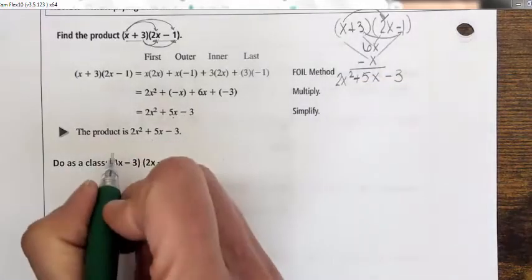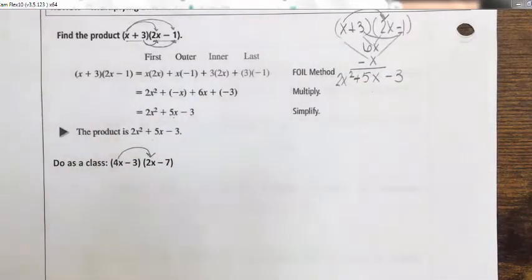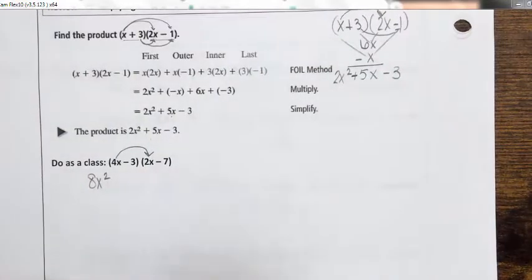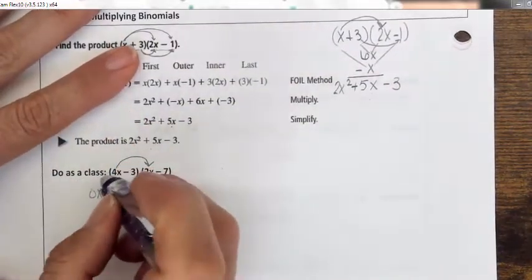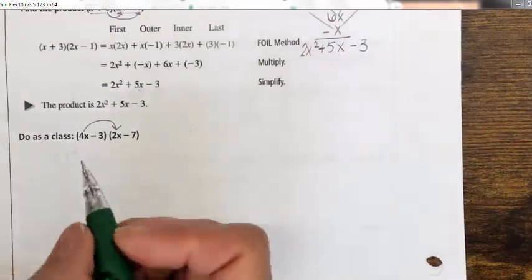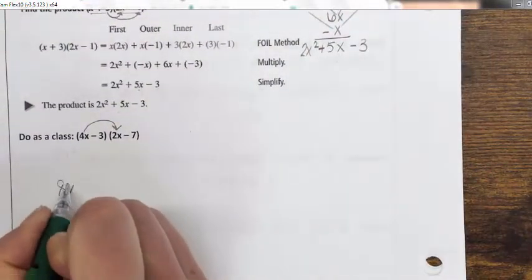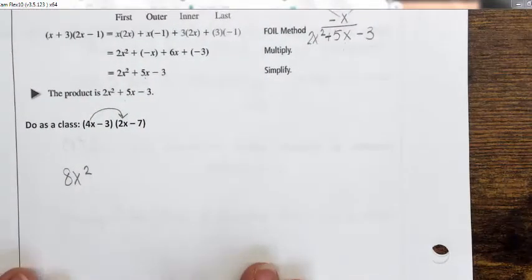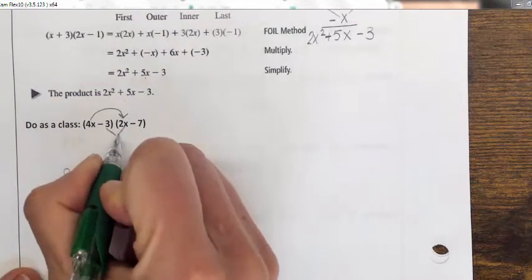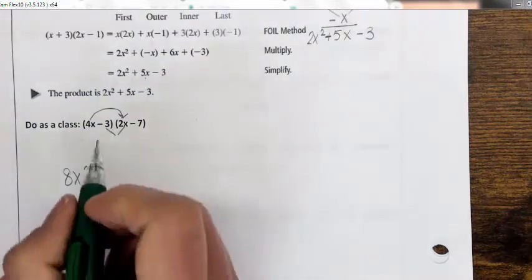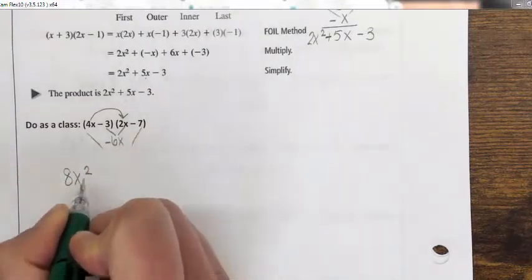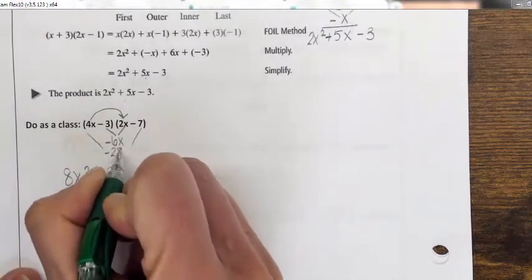All right, so first terms. Well, that's going to give me 8x squared. Actually, I'm going to go down a little bit, give myself some room to do this inner and outer thing. Okay, so I'm going to go down here. First terms give me 8x squared. Okay, now, my inner terms give me negative 6x. And my outer terms give me negative 28x.